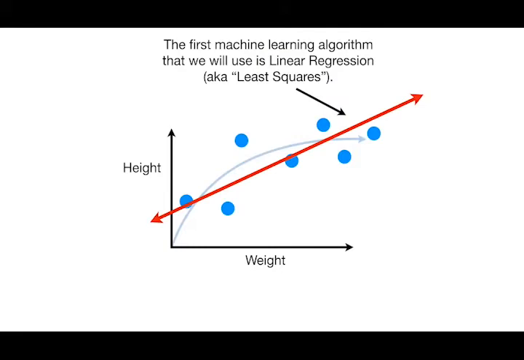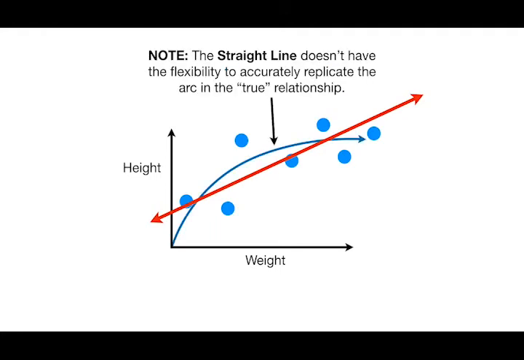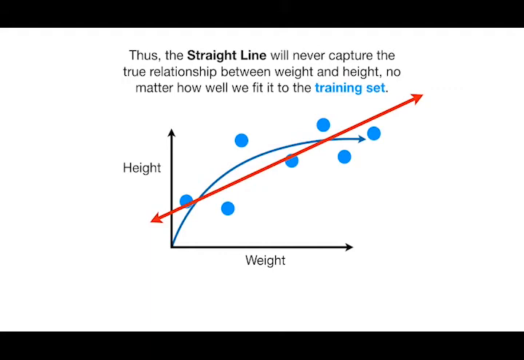The first machine learning algorithm that we will use is linear regression, aka least squares. Linear regression fits a straight line to the training set. Note, the straight line doesn't have the flexibility to accurately replicate the arc in the true relationship. No matter how we try to fit the line, it will never curve. Thus, the straight line will never capture the true relationship between weight and height, no matter how well we fit it to the training set.